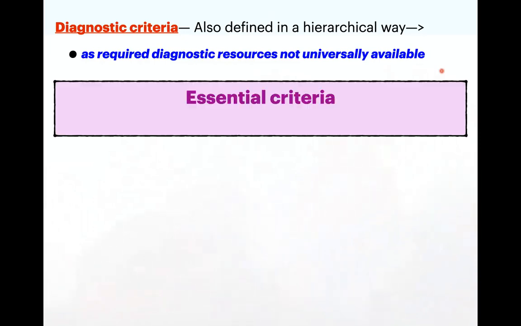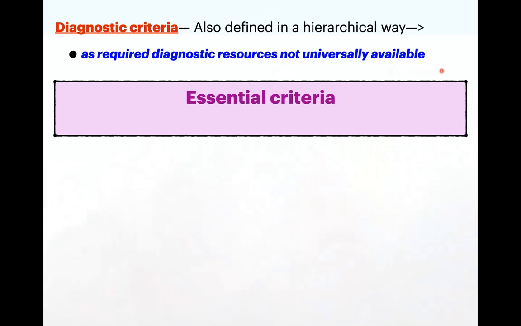And this WHO classification also follows the same hierarchical system in the diagnostic criteria. The concept behind this is that they have been trying to make the criteria as universally applicable globally as much as possible. And since not all places have all the resources which are required, they have divided the diagnostic criteria into two. The first is essential criteria.